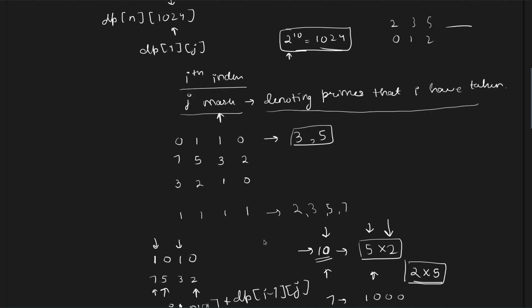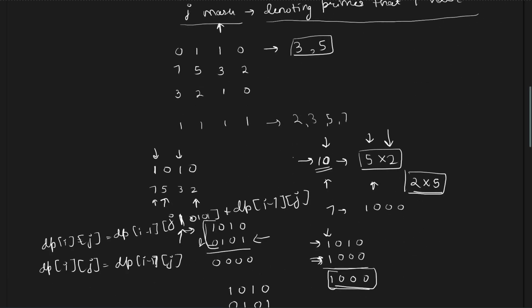Now at each position, I'll check whether I can take the current value or not. For example, if the current mask was 1010 and my current value is 10, if I find its factors and its mask, it will be equal to 0101. If I do the bitwise AND of these values and I get 0, that means there are no values common in the current mask and the mask that I have obtained from the current array element. So if there is nothing common, I can take the current value.